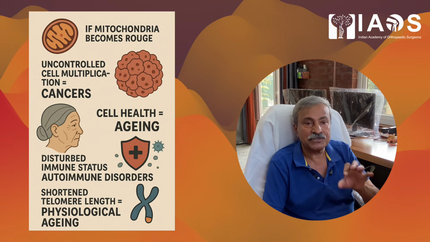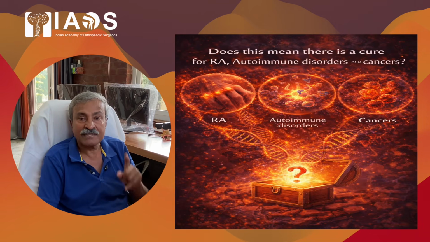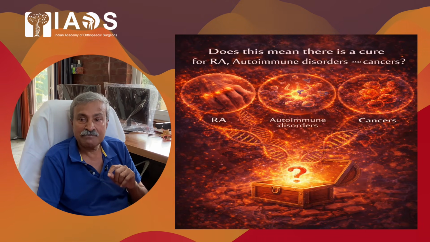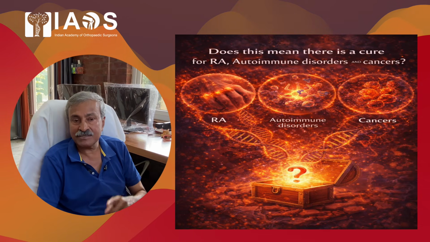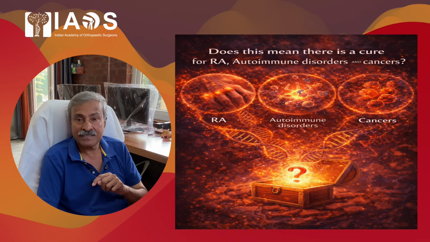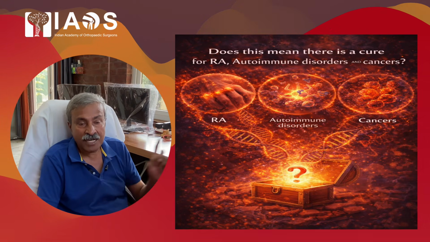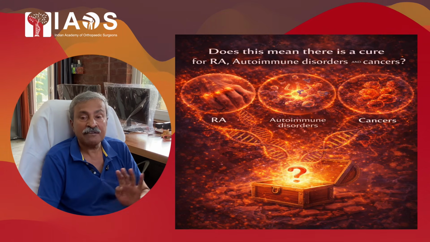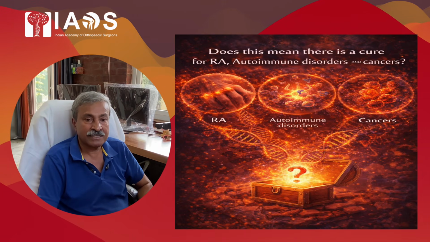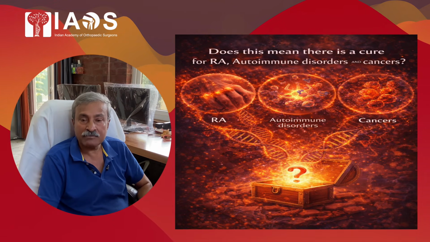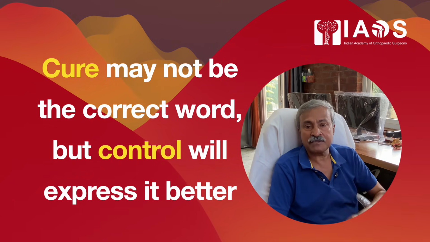So, the picture shows you what all disorders a rogue mitochondria can cause, and thus, as rheumatoid arthritis, autoimmune disorders and cancers are related, there could be some sort of effective management of all these, which moves away from chemotherapy, radiotherapy, biologicals, and the direction in which the current pharmacopoeia is moving. Cure may not be the correct word, but control will express it better.